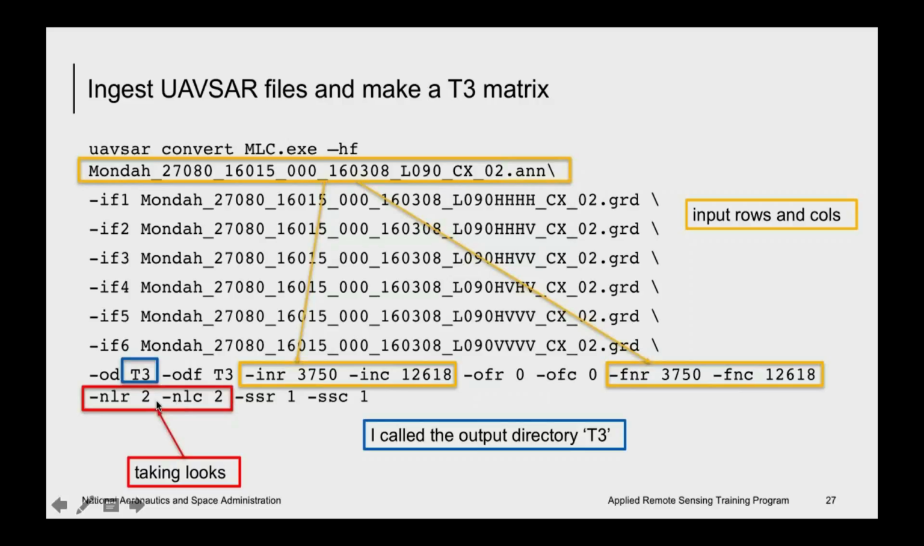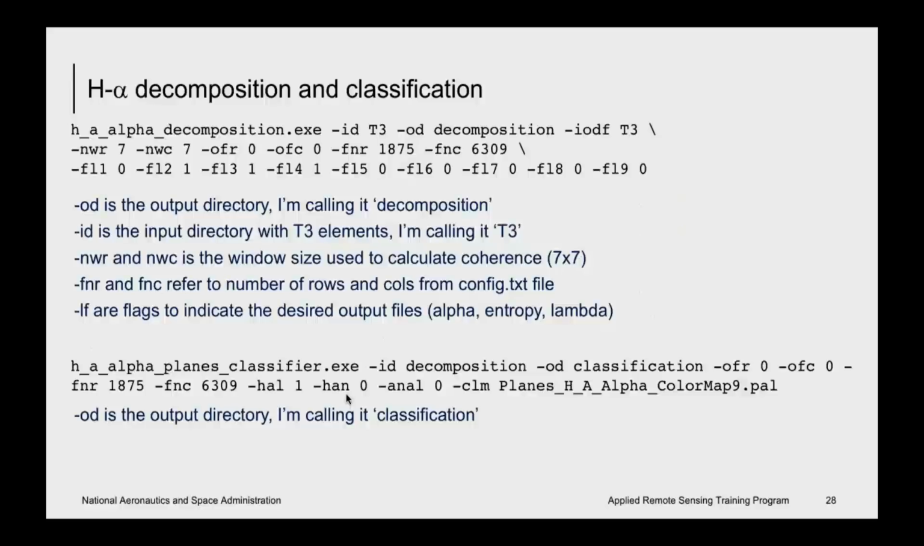And I'm taking looks in rows and columns. Erica talked about taking looks in session 2. We're going to do the same here, so 2 by 2. After this, we're going to have a T3 matrix. After you have the T3 matrix, you can call any decomposition you want. But today, we're going to focus on the H-alpha decomposition.